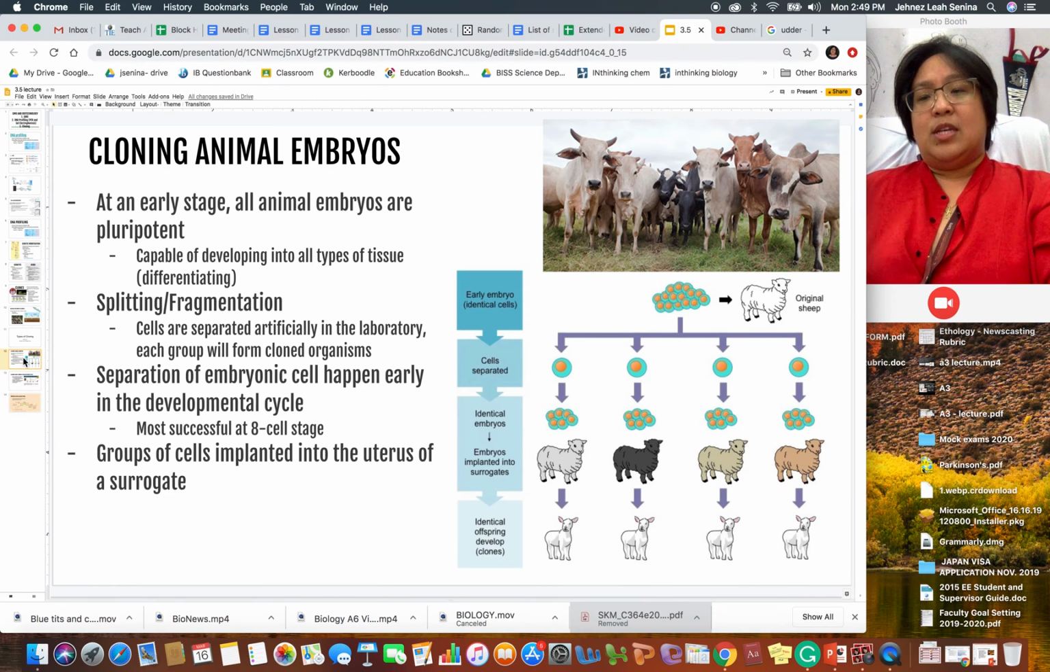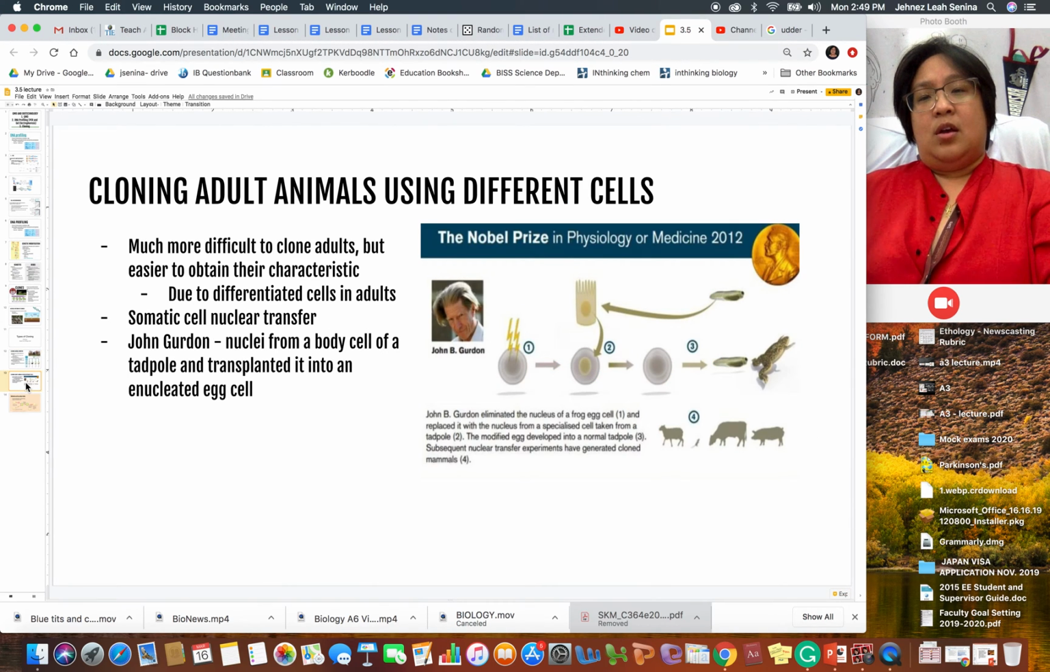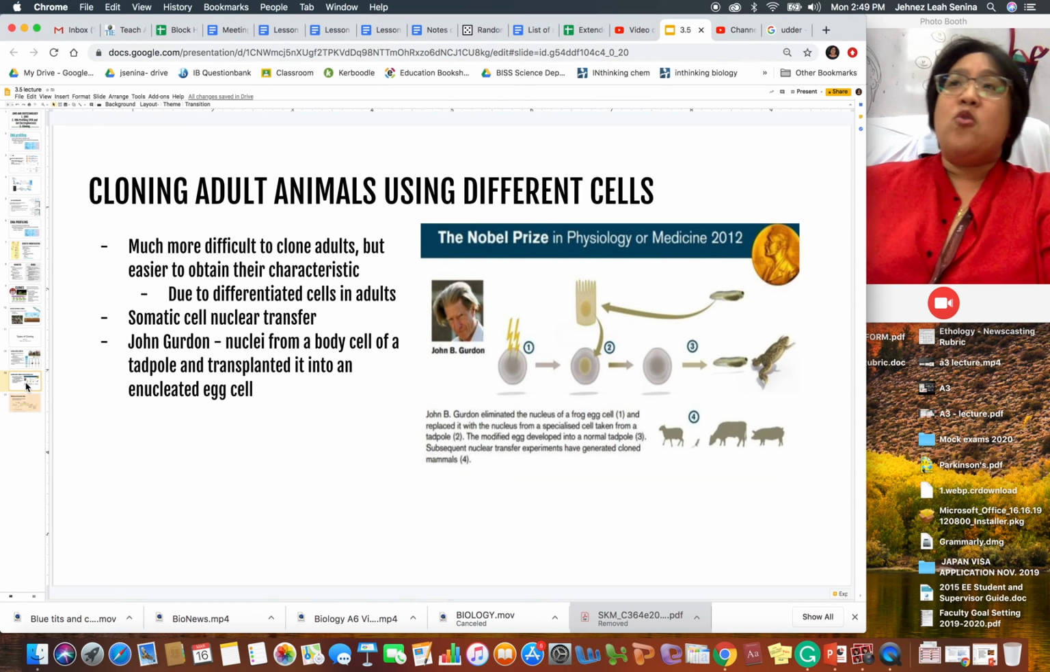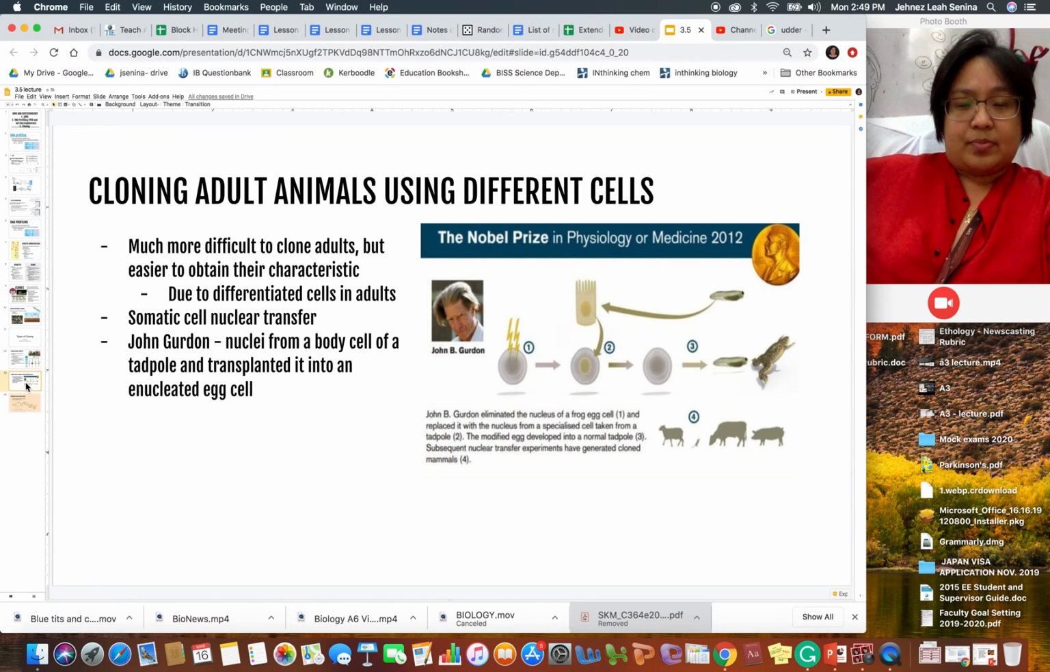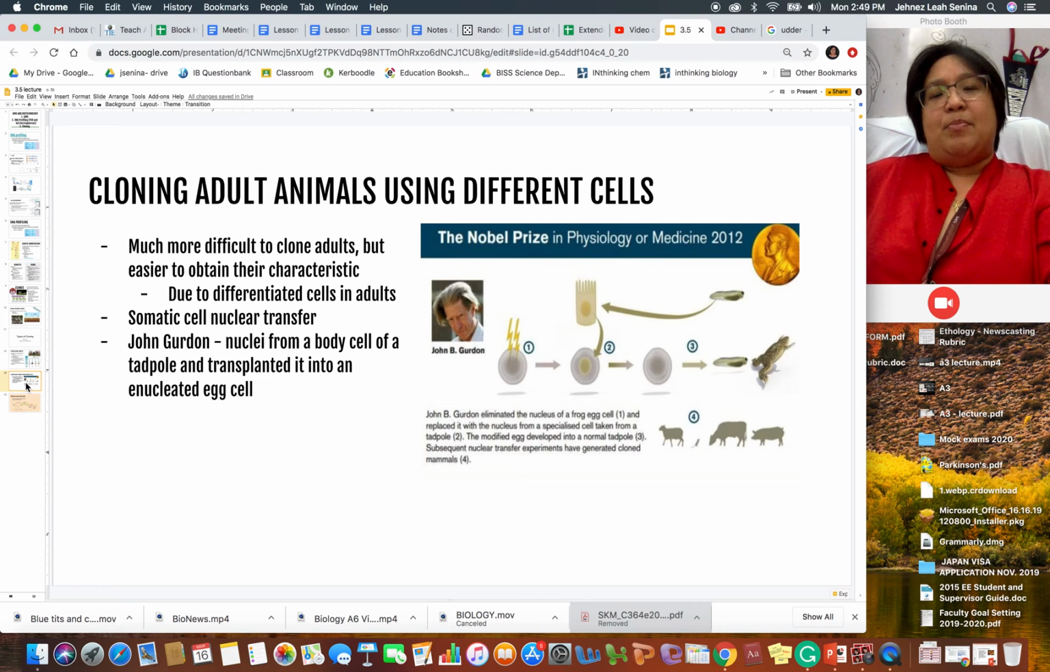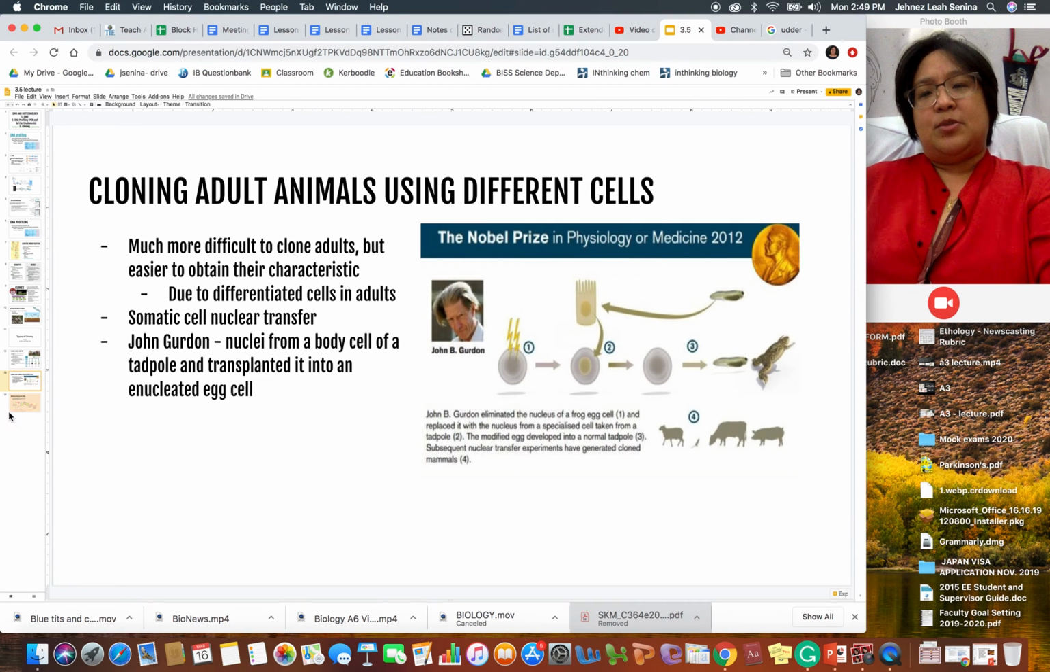So what we do is the second type of cloning, which is called cloning adult animals using differentiated cells. So we're cloning using body cells. What is this type of cloning? This was popularized by this guy, John Gurdon.